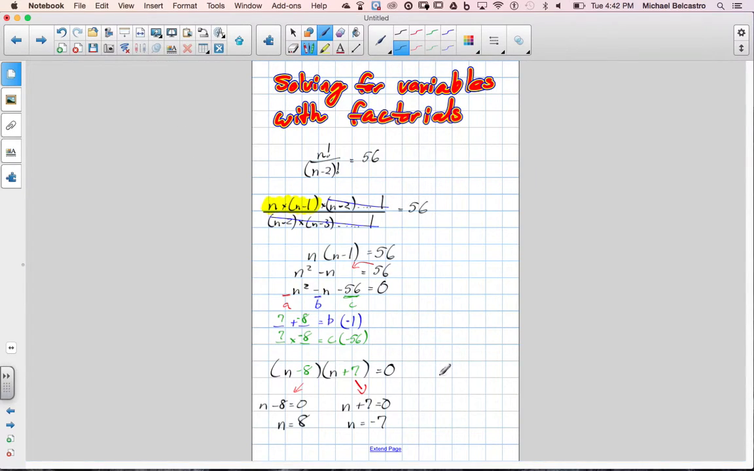So a lot of work in there. You have to simplify a factorial, and then you've got to go through a factoring process, which you've learned in previous years.